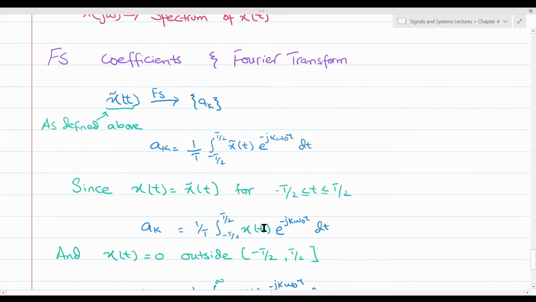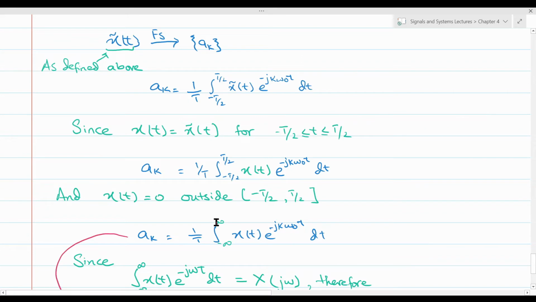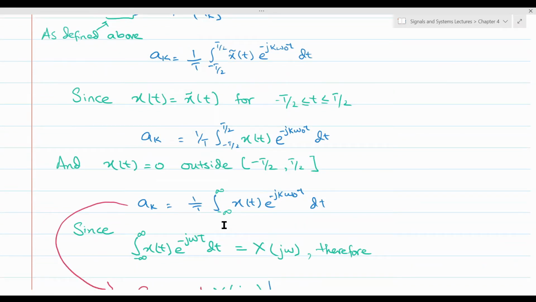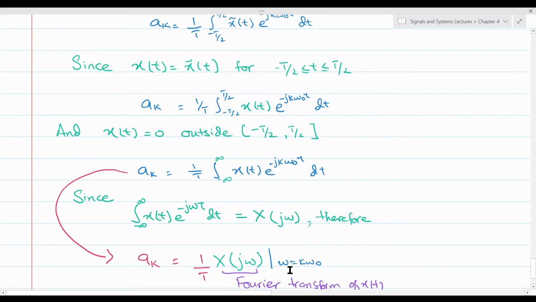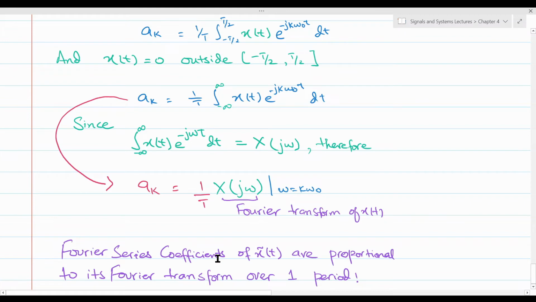And again, we know that this x of t is 0 outside this interval, so we can change the limits of integrals from -infinity to infinity. Previously, we have defined the integral of x of t exponential of -j omega t dt as the Fourier transform of x of t, which is X of j omega. Therefore, the Fourier series coefficients become 1 over T X of j omega, where omega is equal to k omega naught. Therefore, the Fourier series coefficients of a periodic signal x tilde are proportional to its Fourier transform over one period.